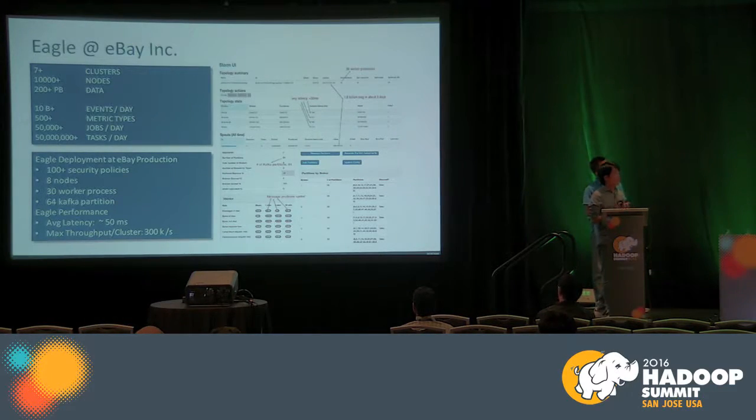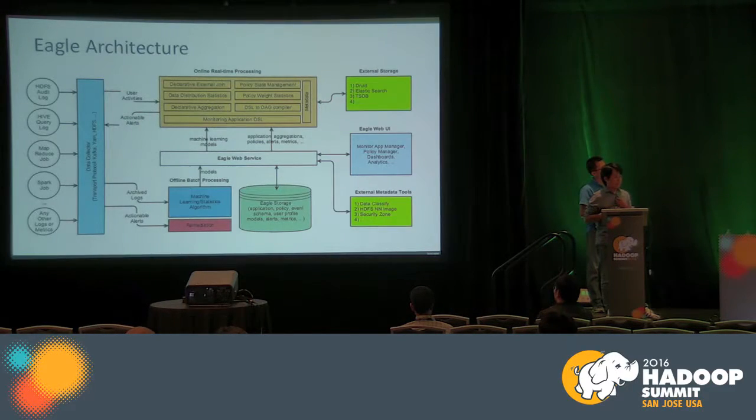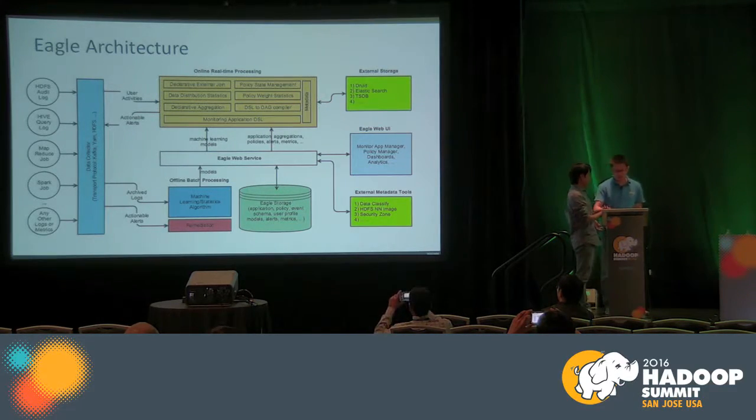Now in eBay, we have covered 7 clusters and more than 10,000 nodes, and handled millions of events per day, and the latency is very small, less than 50 milliseconds. So the efficiency is very good. Following this, we have a brief introduction about our architecture. The rest will have some technical deep dive about this. Oh, thanks.